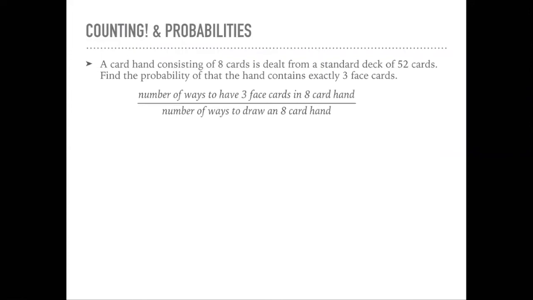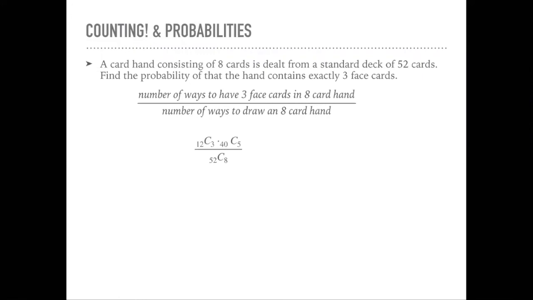But we need the number of ways to have 3 face cards in an 8 card hand. We did a 5 card hand earlier. And then we need just the total number of ways to draw an 8 card hand. So kind of using what we had before, we have 12 face cards. We need to choose 3 of them. So we have 12 combination 3. And then we need to fill the rest of the hand up with non-face cards. So 40, and we're choosing 5 of them. And then just to get the 8 card hand, we would have 52 cards and we're choosing 8 of them.